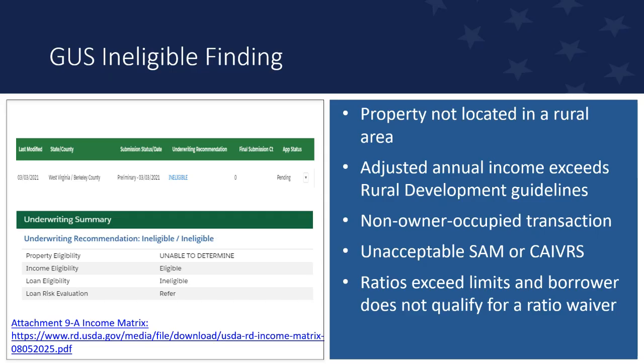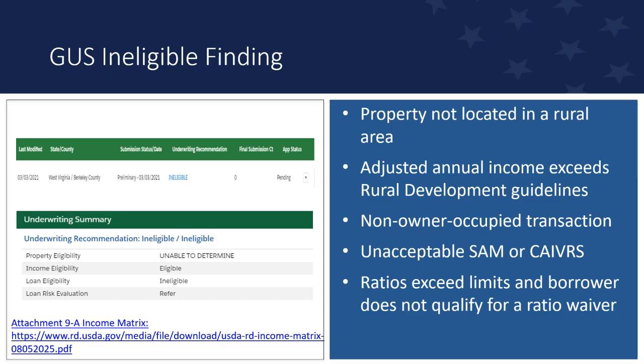The adjusted annual household income exceeds rural development guidelines. Maybe double check your calculations. Will all the income included continue for all or part of the next 12 months? Look closely at the VOE. Have you input eligible deductions for any dependents?